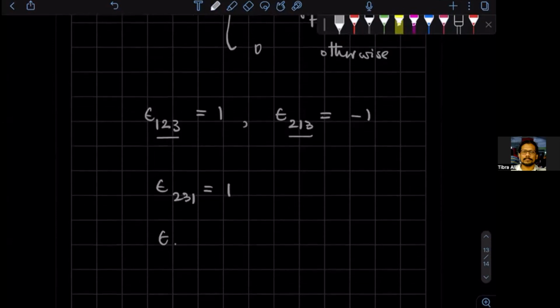But if you have 1, 2, 2, that's going to be 0. If you have, say, 1, 1, that will be 0. So any index, if it's repeated, then it's going to be 0. Okay, so then epsilon 2, 3, 3, etc. These are 0.